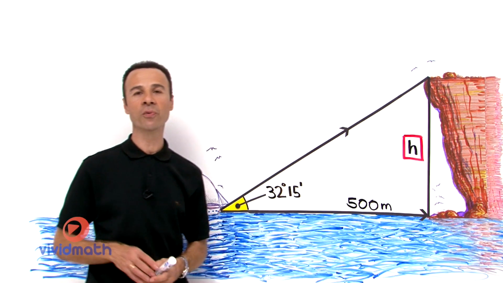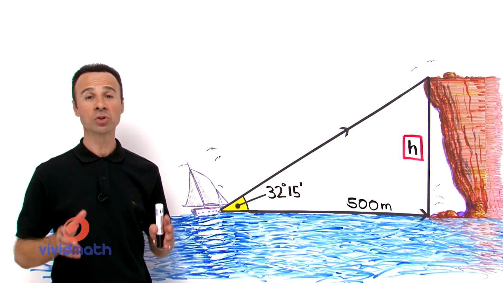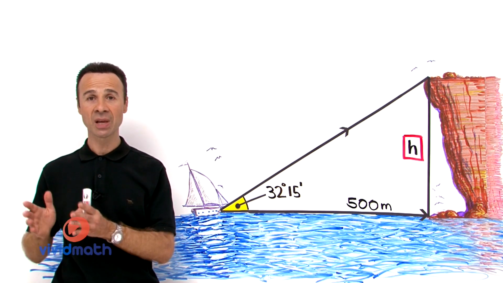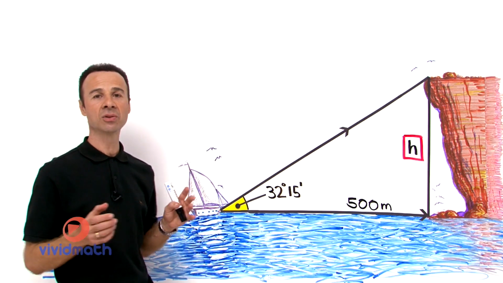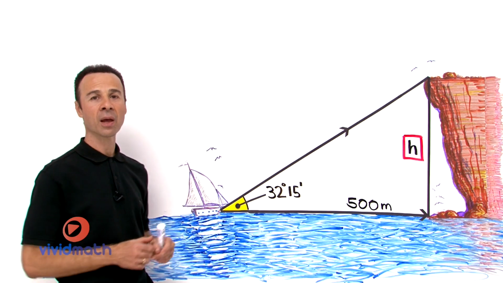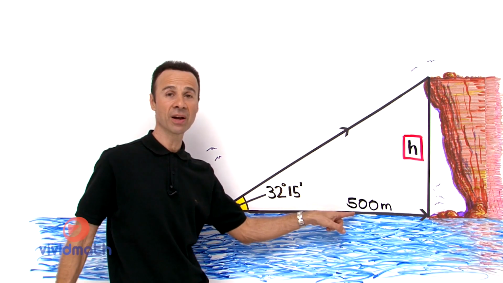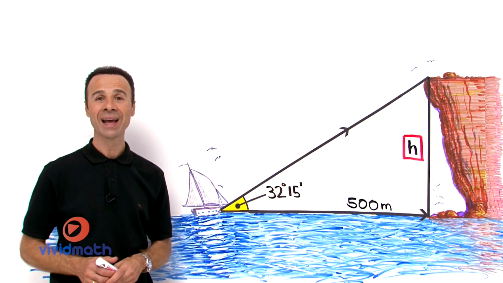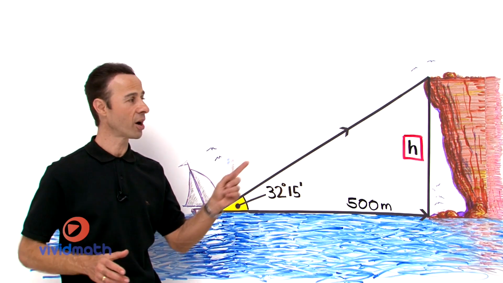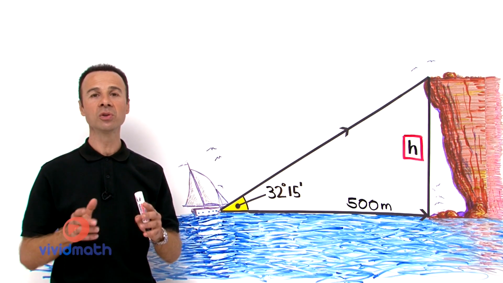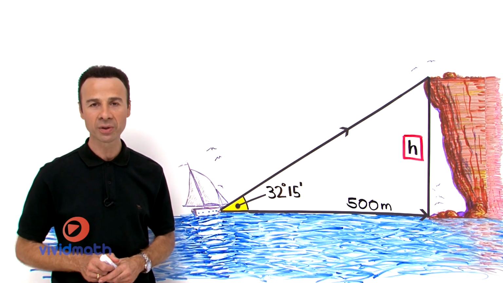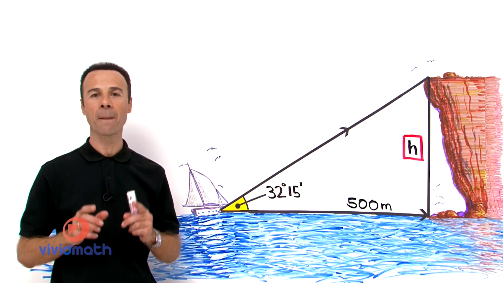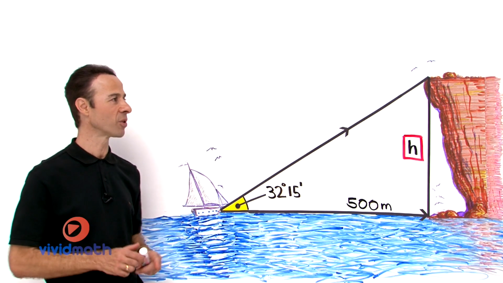So what are the steps? Well, first of all, what we need to do is determine what ratio it is. So for example, sine, cos, or tan. Then we plug it into the trig ratio and we put in the 500, we put in the 32 degrees 15, and we can come up with the height of the cliff. Now, the good news is we don't need to give it in centimeters or millimeters. They only want it in the nearest meter. So we're going to round it to the nearest meter.